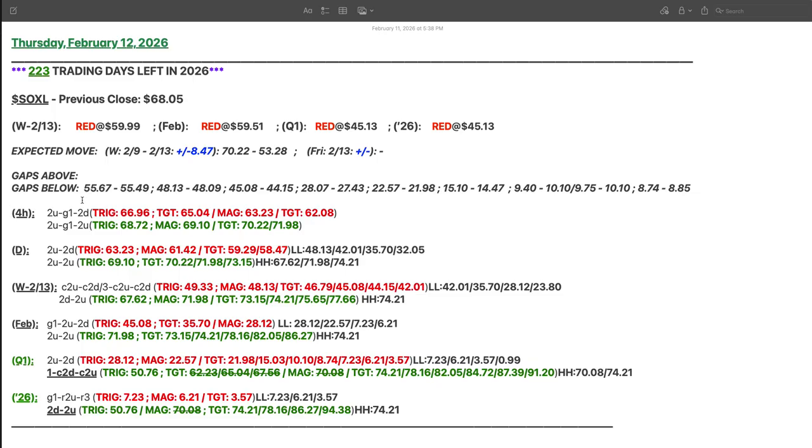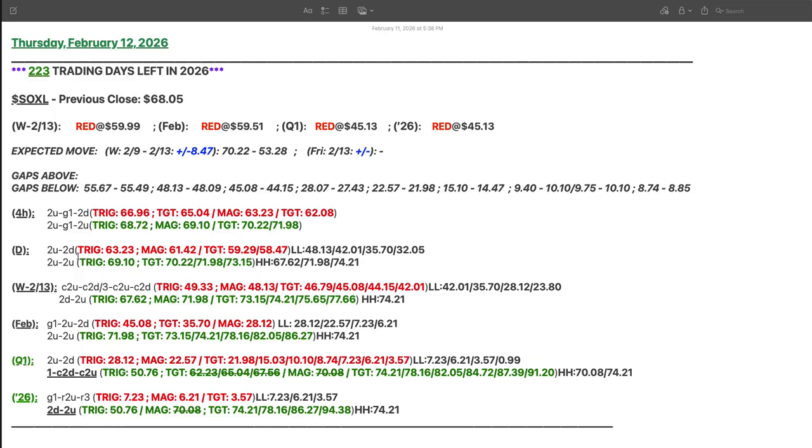And then on the 4 hour, we talked about to the downside, 212 down, triggers at 66.96, magnitude of 63.23, but a possible bounce point before we get to the magnitude at 65.04, just because we are in an uptrend. And then if we go to the upside, 212 up, triggers at 68.72, 69.10 is the magnitude, so not a whole lot there. But if we do reach it with some momentum, we've got some extended targets listed out here for you as well.